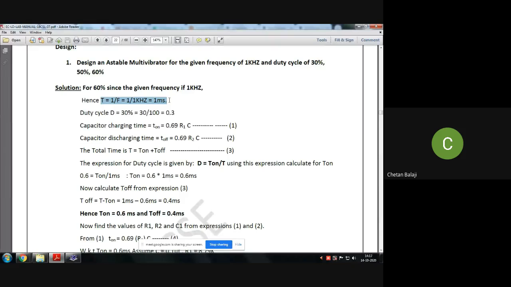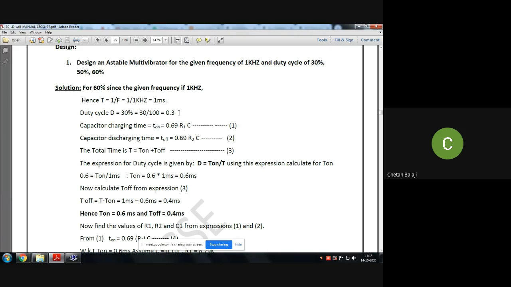Okay, come to the second line, duty cycle. I have done it here for 30%, but do it for 60%. Duty cycle D equals 60%, which is equal to 60 by 100. You know how to convert the percentage to a normal value. So 60 by 100 is equal to 0.6.